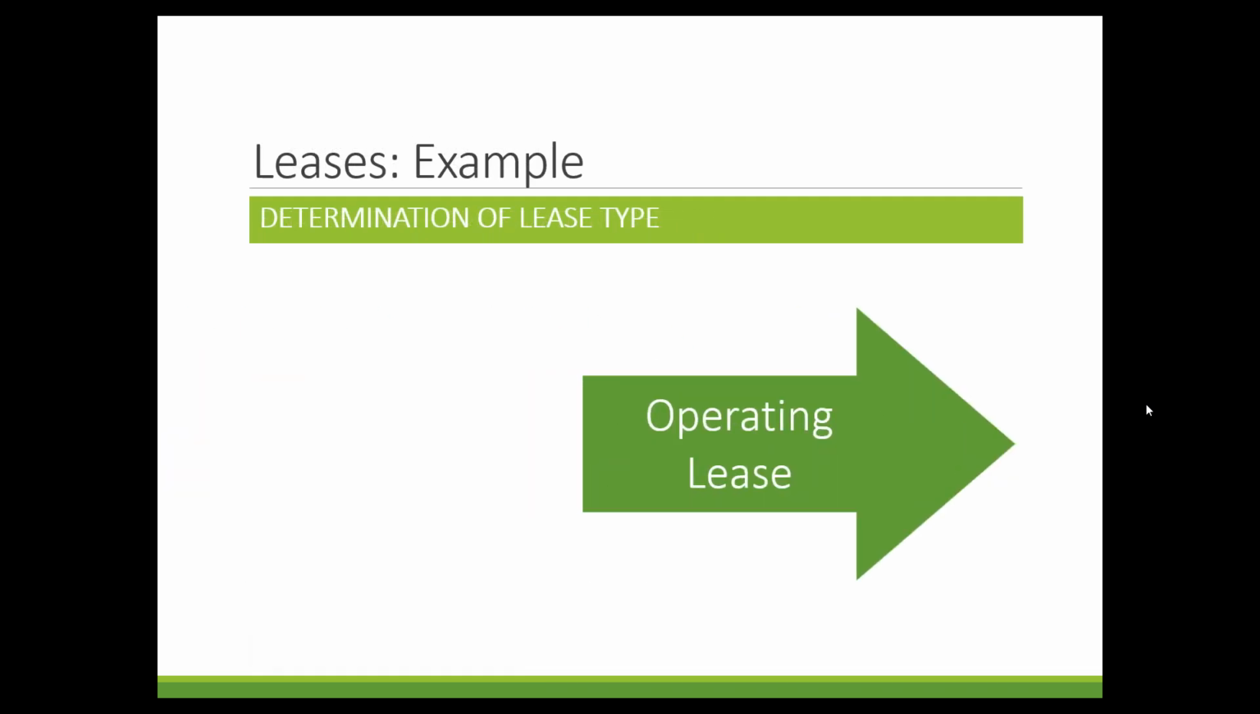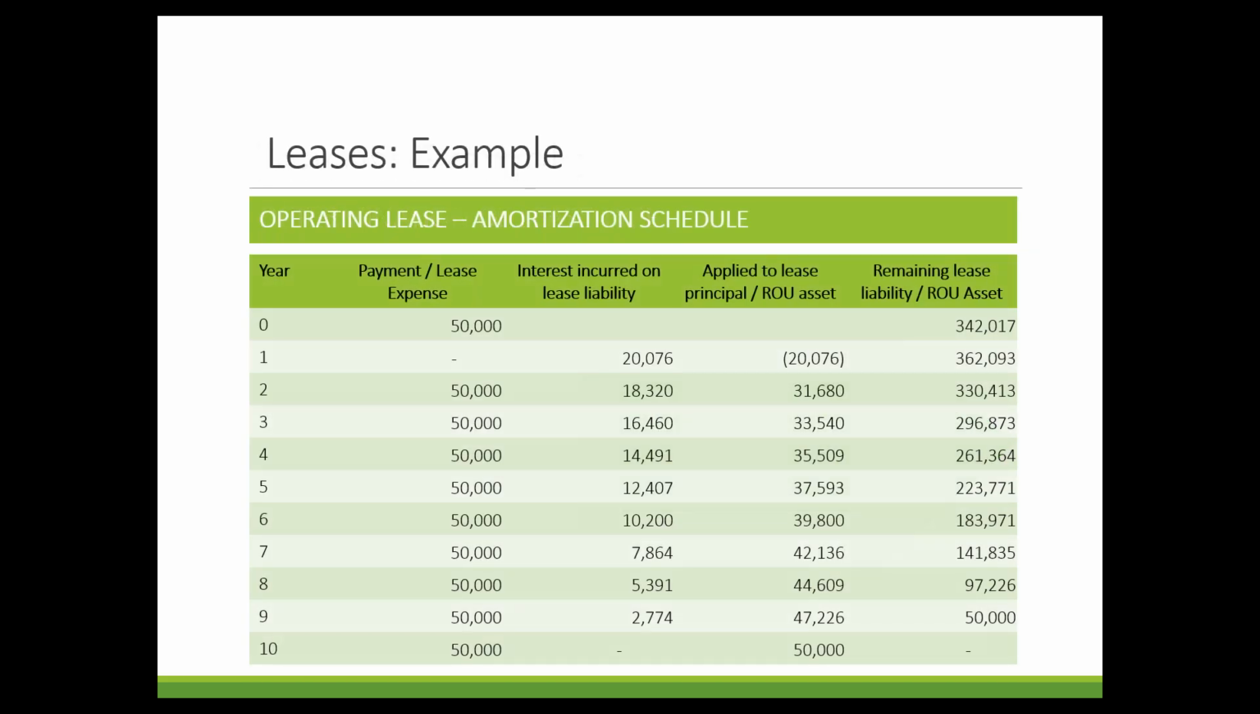Next, we will look at the example fact pattern with the assumption that it is an operating lease. The amortization schedule for the operating lease indicates that a lease payment will be made on a straight line basis, $50,000 per year, totaling $500,000 over a 10-year period. The lease liability and ROU asset are recorded at the present value and amortized annually.